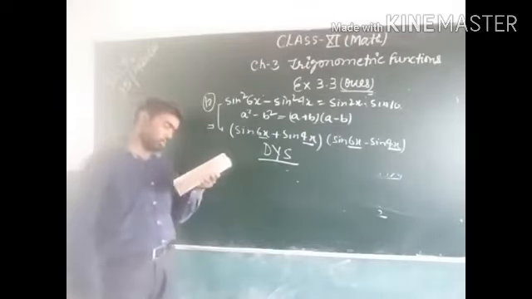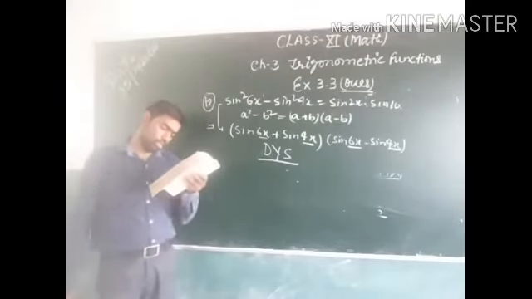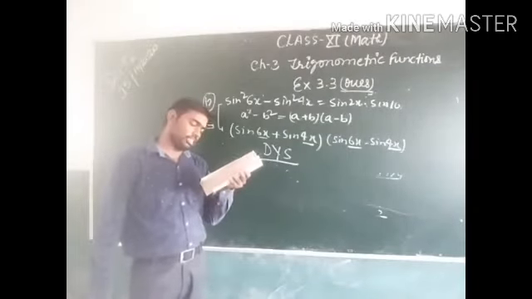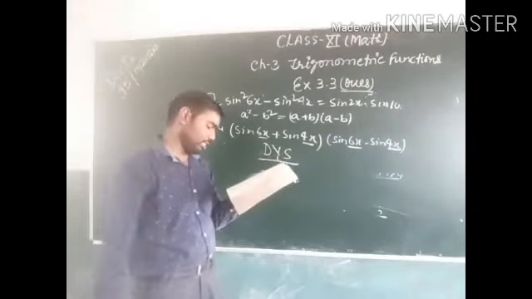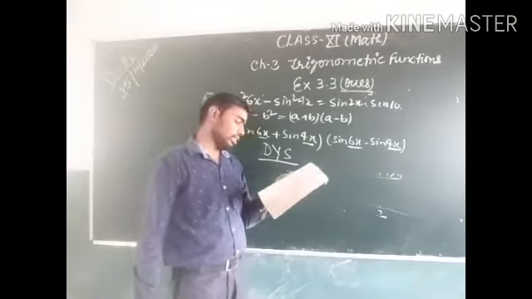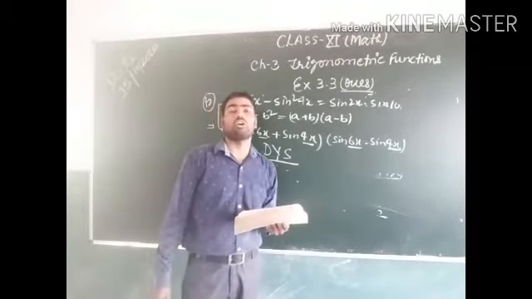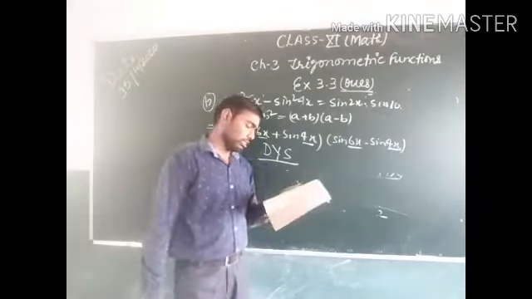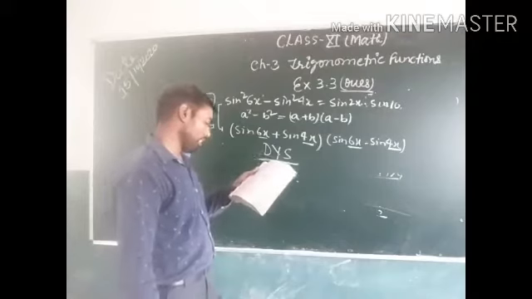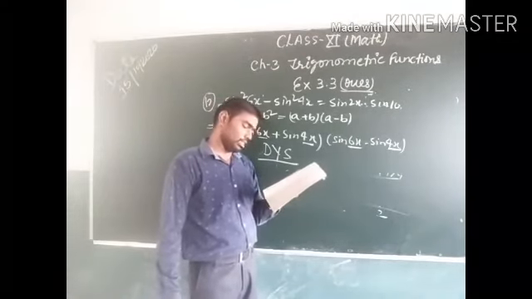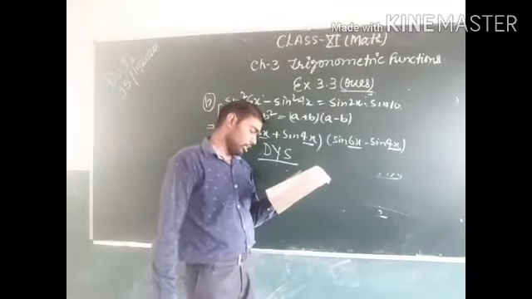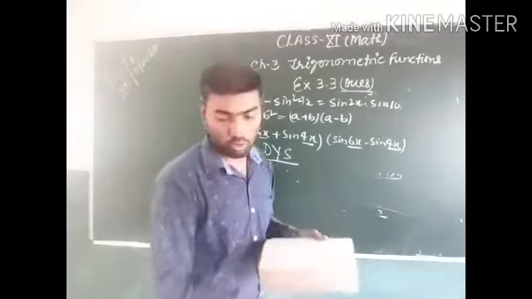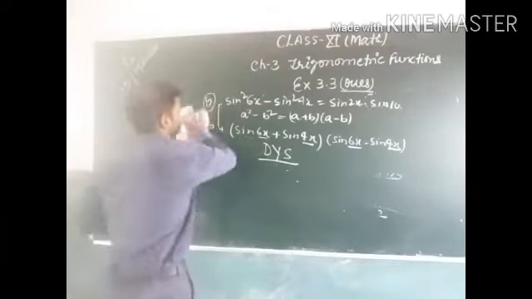Now similarly, question number 16, 17, 18, 19 and 20. Cos C minus cos D and sin C plus sin D. This trigonometric identity is used in questions 16, 17, 18, 19. So we solve question number 14.